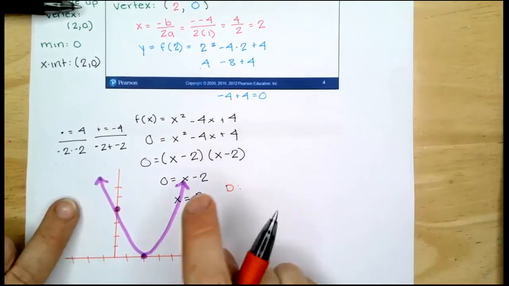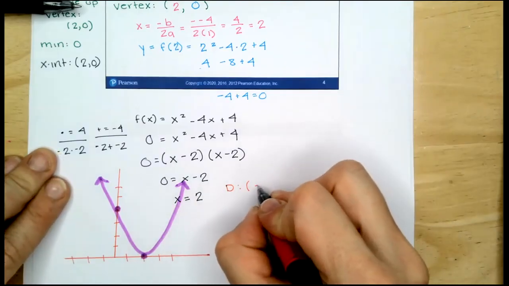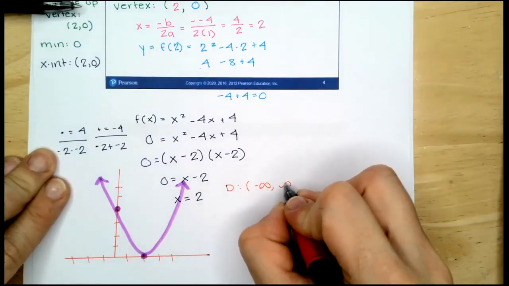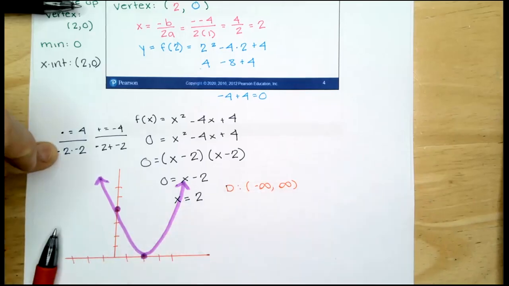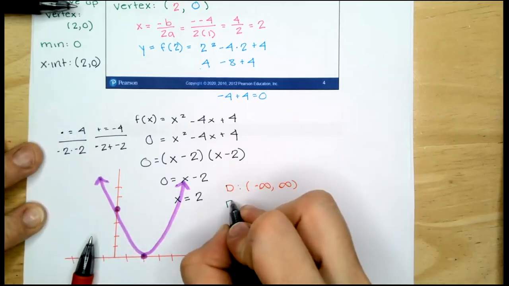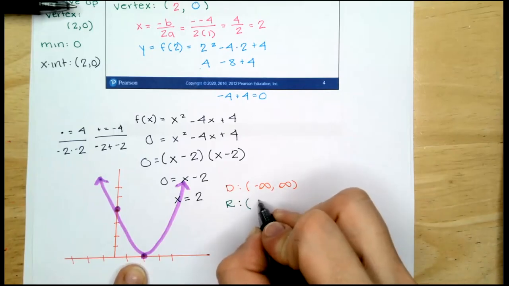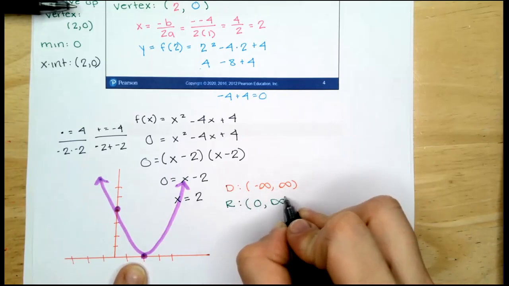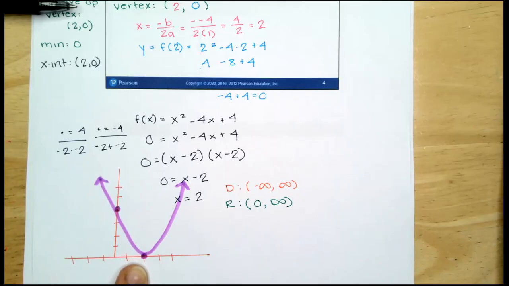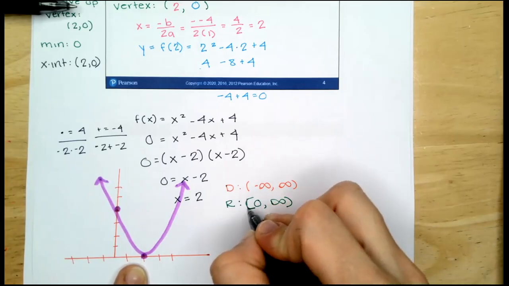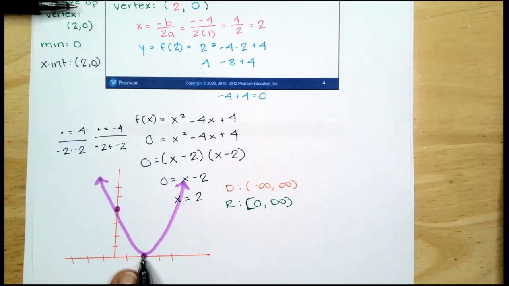The domain is on my x, all real numbers, negative infinity to infinity, or x equals all real numbers. My range is from, and not including 0, right? Forever. I guess it is including 0. Sorry. We start at 0 and go up forever for our range. Where is it increasing and where is it decreasing?